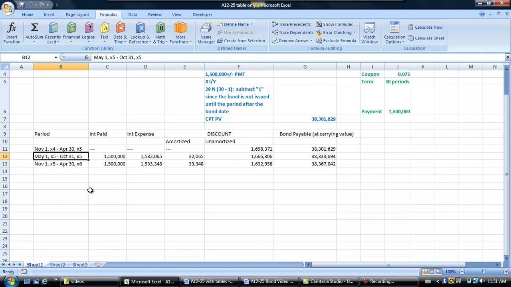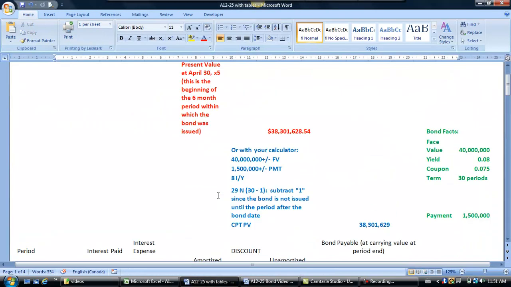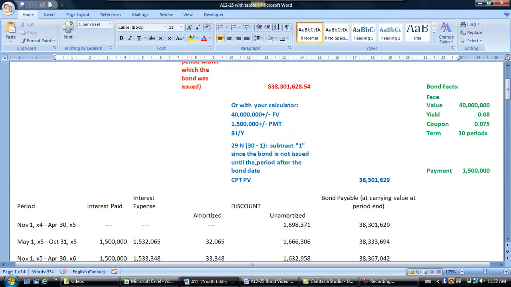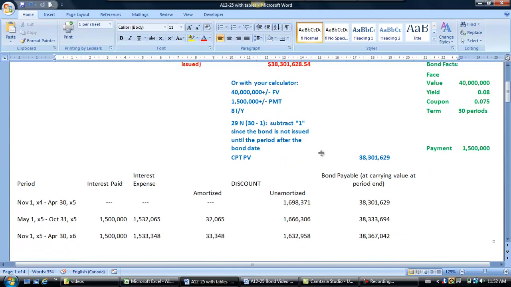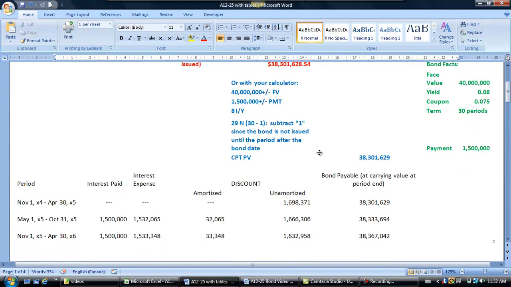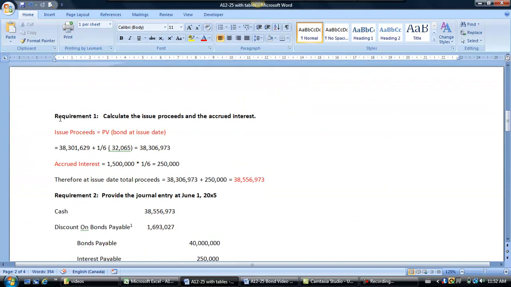So what we're going to have to do, if you look at your question, here's your question. All I did here, by the way, is put in a Word document all of the things that are in the Excel spreadsheet, because this is the document that I think would be valuable for you to print, because it also includes your required. I'm going to go to the required now, and in the question we want you to calculate the issue proceeds and the accrued interest.